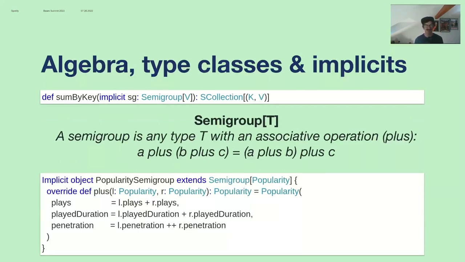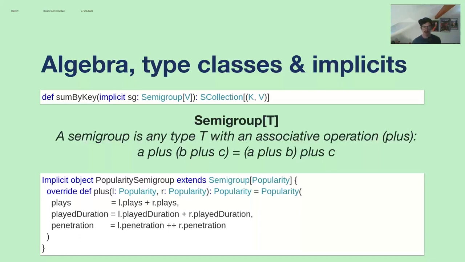And here, let's look at the signature of this function. It takes an implicit parameter, which is a Semigroup of V, so of the values. So Semigroup, what is this type? A Semigroup is something that tells you that if you have a Semigroup of T, then there's an associative operation plus for this type. So if you have A plus B plus C, it's the same as A plus (B plus C). It must verify this rule.